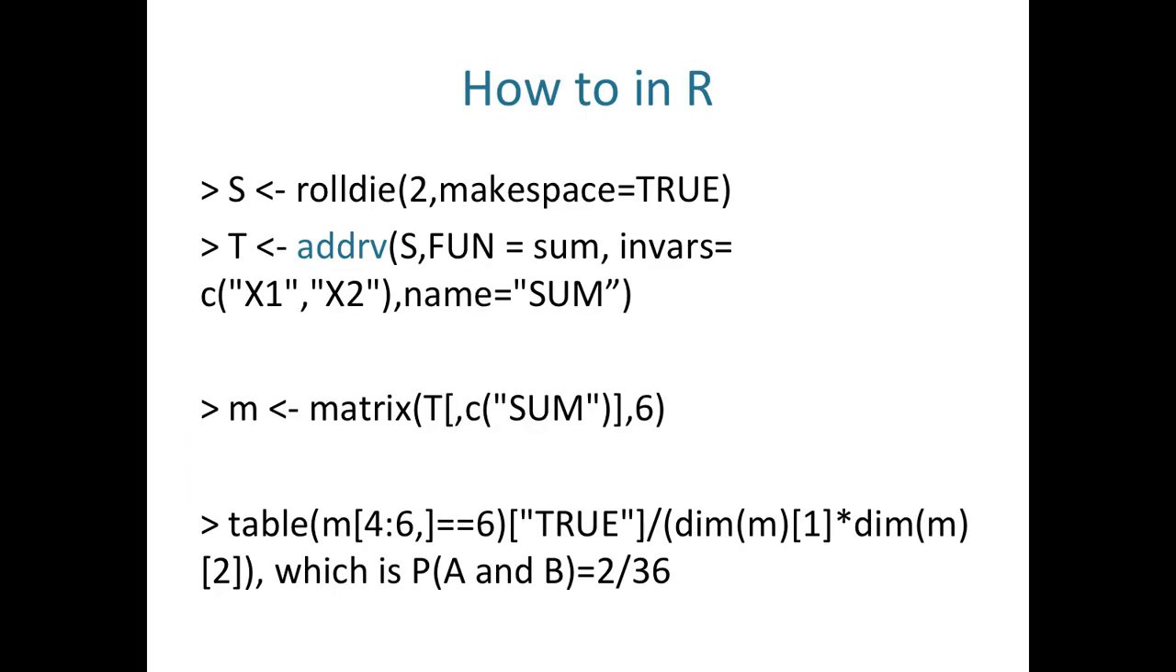It turns out that we can do this in R. If we continue with the rolling a dice example, we can create the space of events, rolling 2 dice. Once we do that, we can compute the probability that these events will happen, and that's what we are doing with the command addrv. We are summing the two values in the space of events, and then we can extract how many times a given situation where A and B happen takes place.